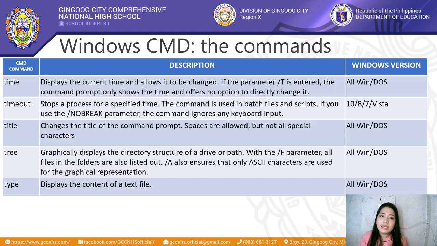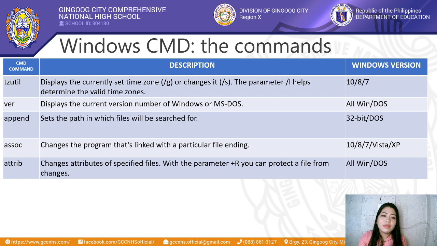Type displays the content of a text file. We also have TZ utility, or tzutil, which displays the current set time zone or changes it. Ver displays the current version number of Windows or MS-DOS. Append sets the path in which files will be searched for. Usually you add on append like this. But sadly, this will not work on Windows 10 anymore.